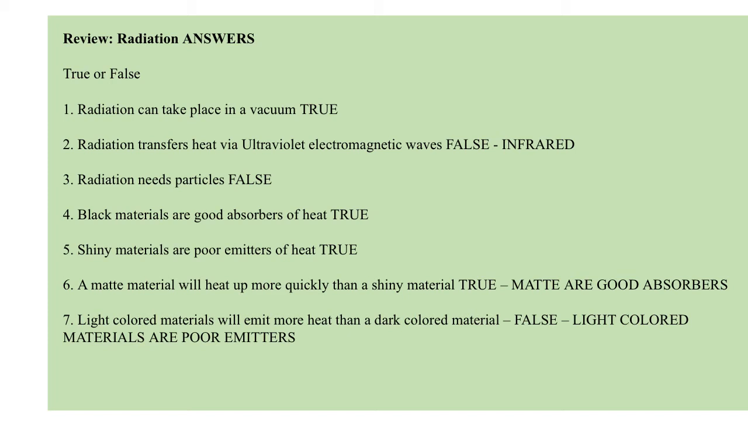Shiny materials are poor emitters of heat. That is also true. And then 6 and 7. 6. A matte material will heat up more quickly than a shiny material. That is true. Matte are good absorbers. And then 7. Light coloured materials will emit more heat than a dark coloured material. That is false, and that is because light coloured materials are poor emitters. Okay, so there's your 7.